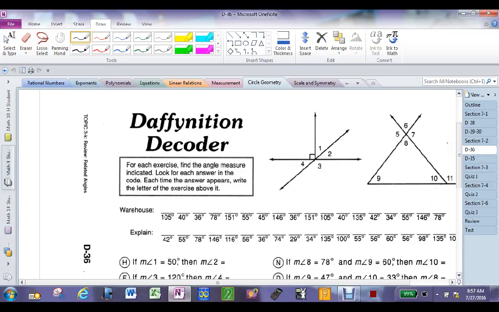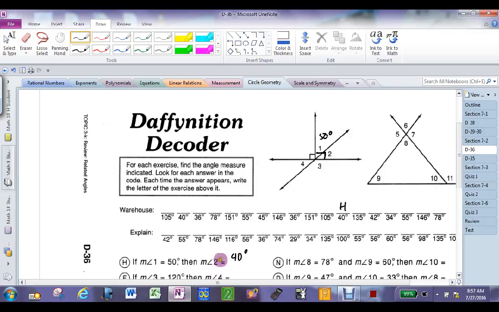Okay, is everybody good? Go to D36, the definition decoder. Angle 1 is 50. So that means angle 1 is 50 in this question only. If angle 1 is 50, what's angle 2 have to be? This side's 90, so this is 90. That's 50. Angle 2 must be 40. Understand? So now any 40 degrees get an H. Is that okay?